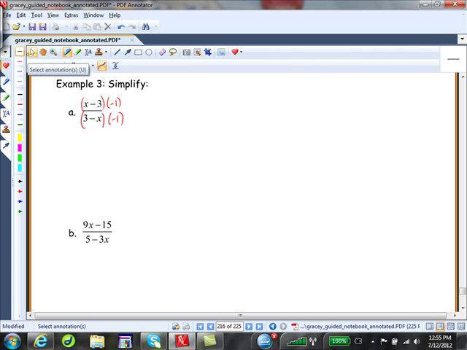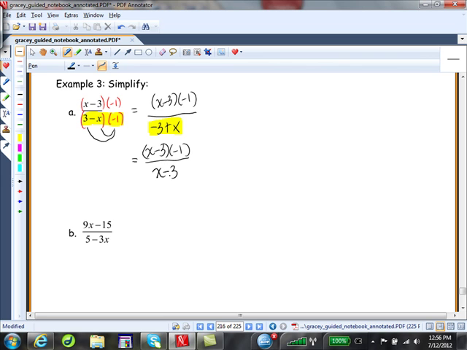Now the trick is, I am only going to multiply the -1 through, using the distributive property, one of them. So I'm going to keep the numerator the same, and then the denominator, I'll multiply it through. So this will give me -3 plus x. But look, if I commute the terms in the denominator, do you see that I'm going to get x minus 3?